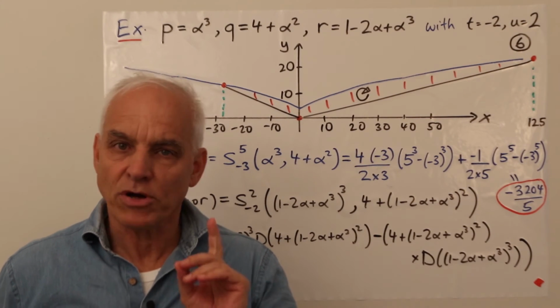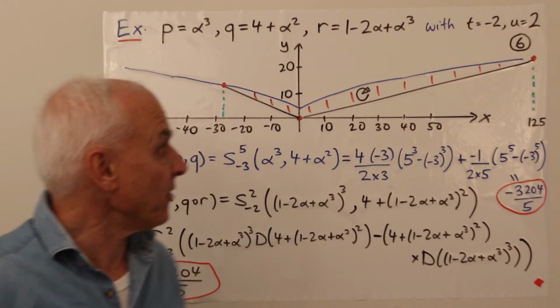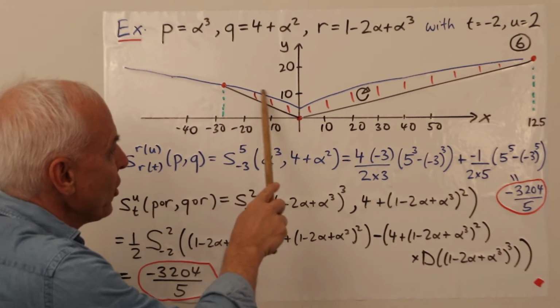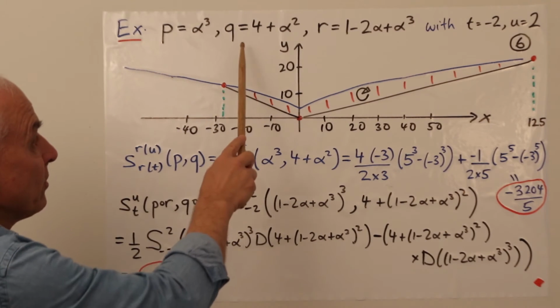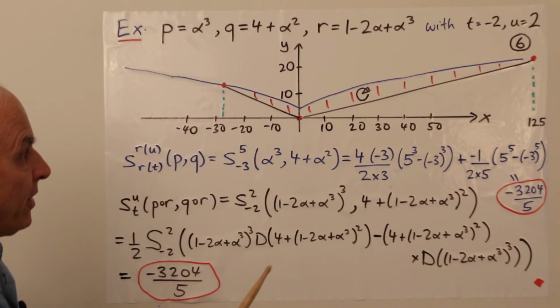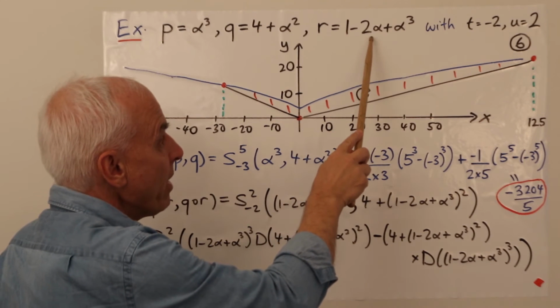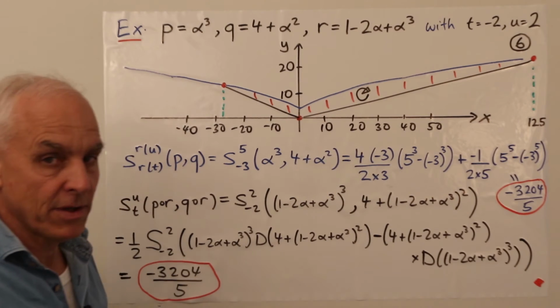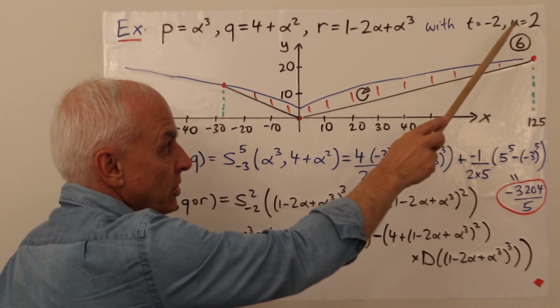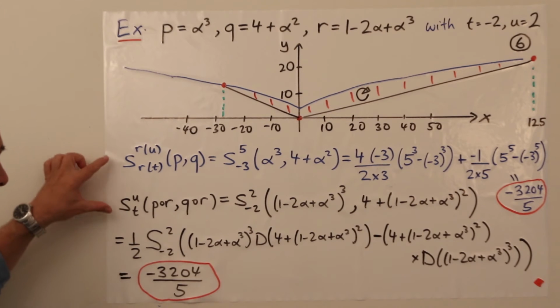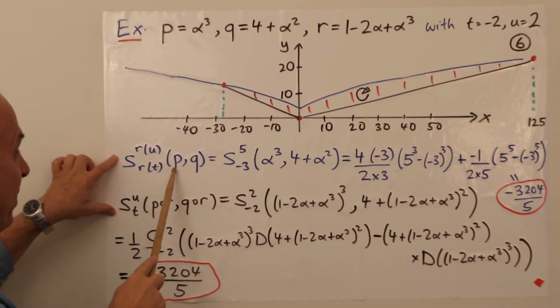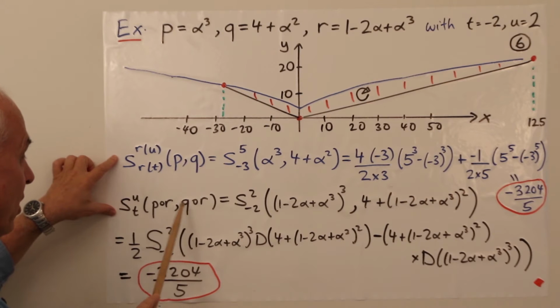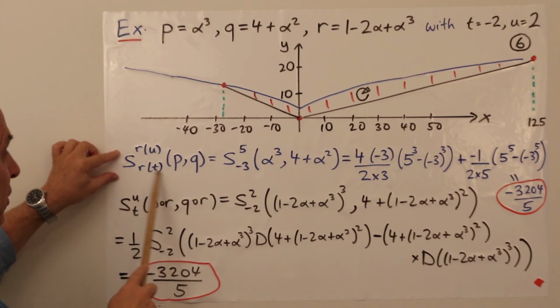Now let's have a look at a little bit more sophisticated example of this change of variables formula. So we've got a curve that looks like this now, given by p equals alpha cubed and q equals 4 plus alpha squared. And the change of variables is given by r equals 1 minus 2 alpha plus alpha cubed. We're going to go from t equals minus 2 to u equals 2. So here are the two expressions that we want to prove equal. S from r of t to r of u of pq, and S from t to u of p circle r, q circle r. So let's have a look at the first one.